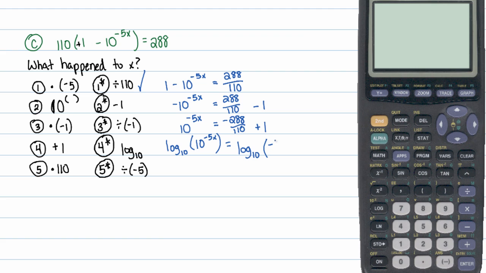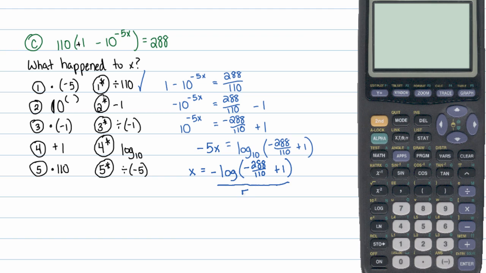A lot of students, once they get used to the idea, will not even write the log base 10 of 10 to the negative 5x. A lot of students, myself included, when you take the log base 10 of both sides, you know that left-hand side is just going to be negative 5x. So it's just something that you kind of get used to. Now, finally, divide both sides by a negative 5, and you'll get the final answer. X is equal to a negative log base 10, but I'm just going to write it as nothing because that's what we assume when you're base 10, of a negative 288 over 110 plus 1, all divided by 5.